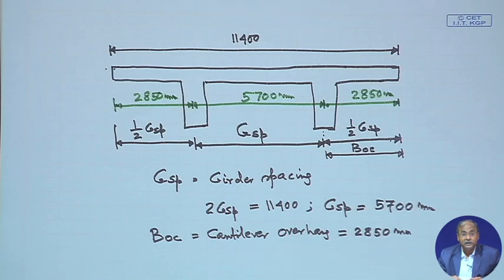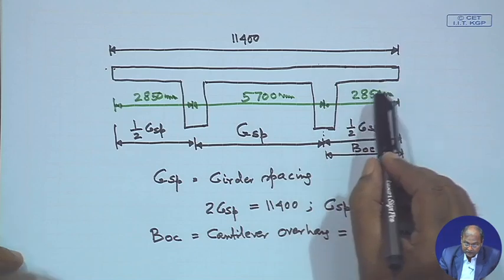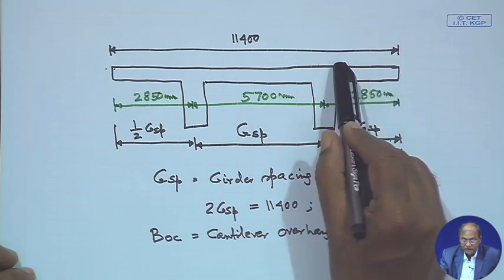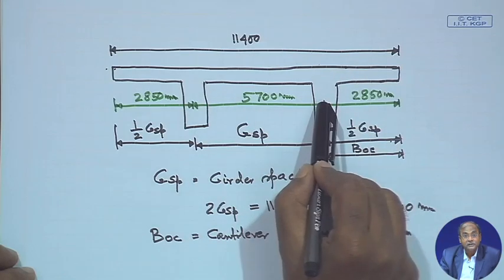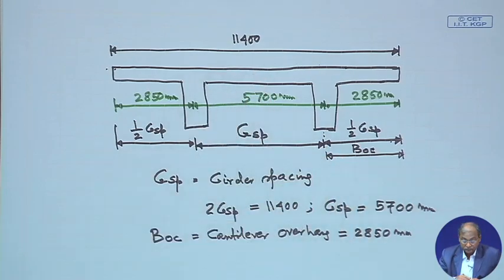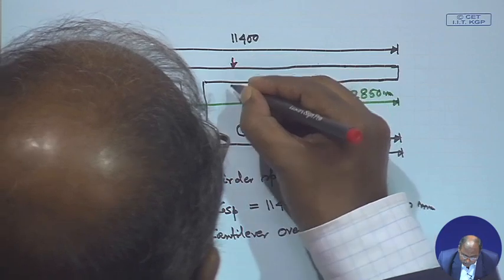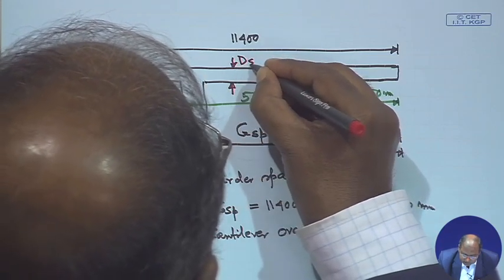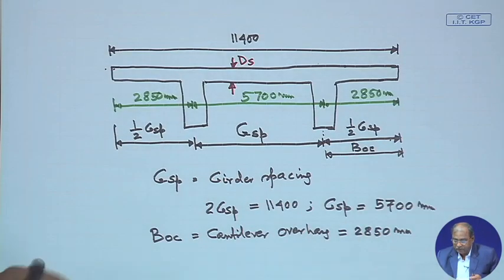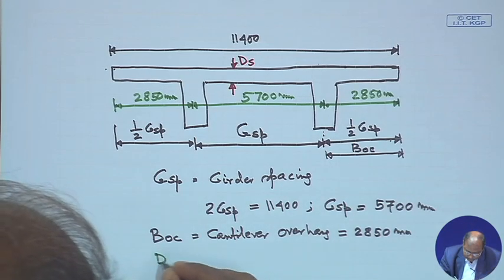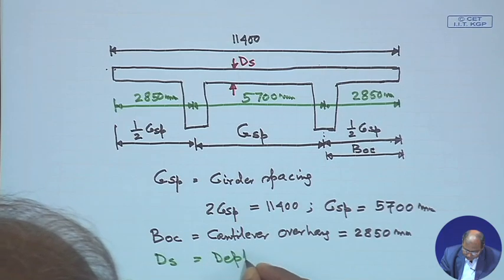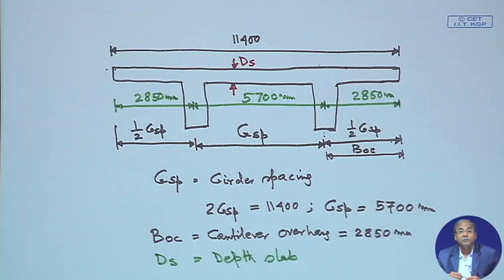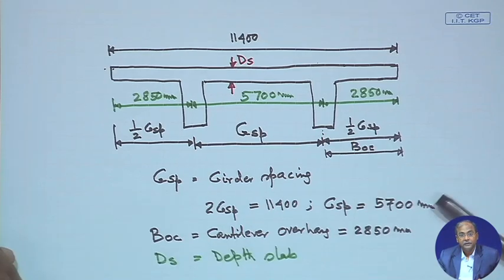Why am I spending so much time on this? Because try to understand that more overhang means, due to the cantilever, the depth will also be more. More spacing means the depth will also be more. If I say the depth of the slab, DS, DS stands for depth of slab. I am trying to make different parameters. Whenever you are describing a particular bridge, you can give key parameters and with that you can describe it.